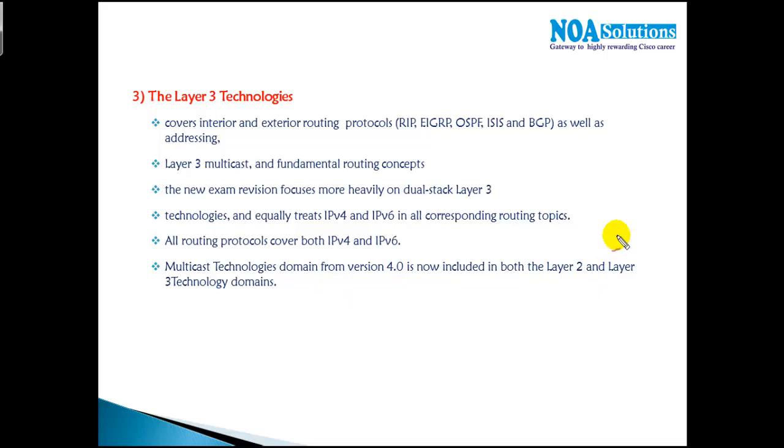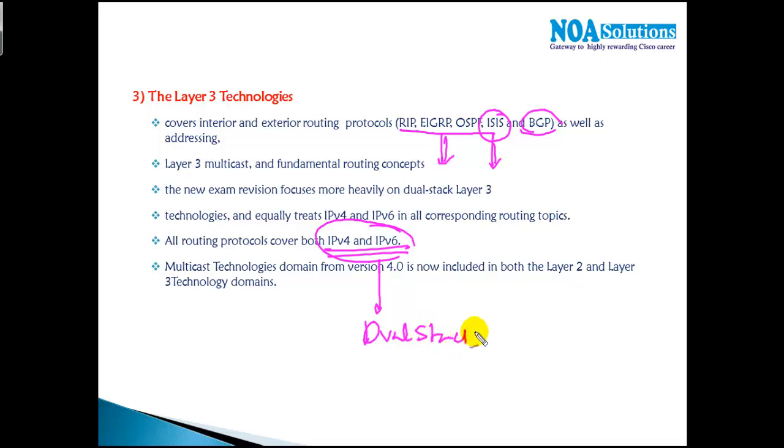Layer 3 technologies, again mostly you have the same topics, and IS-IS is something covered in your CCIE written exams, and BGP. So this all comes under the IGP category, but you will be tested more on IPv4 and IPv6, which means you will be running a dual stack environment in your examinations where you will be implementing RIP, EIGRP, OSPF protocols in both IP version 4 and IP version 6 as well.